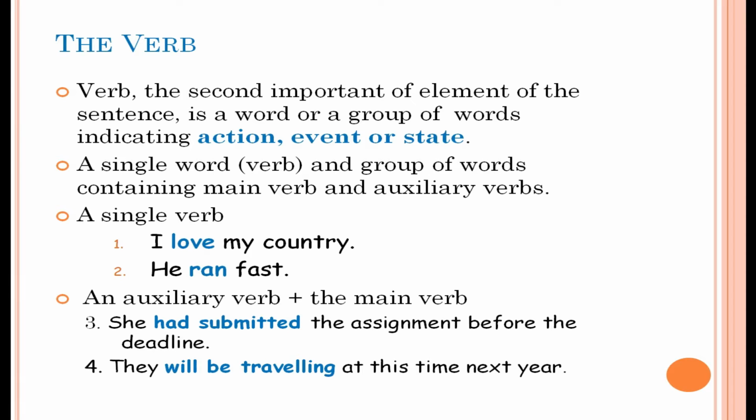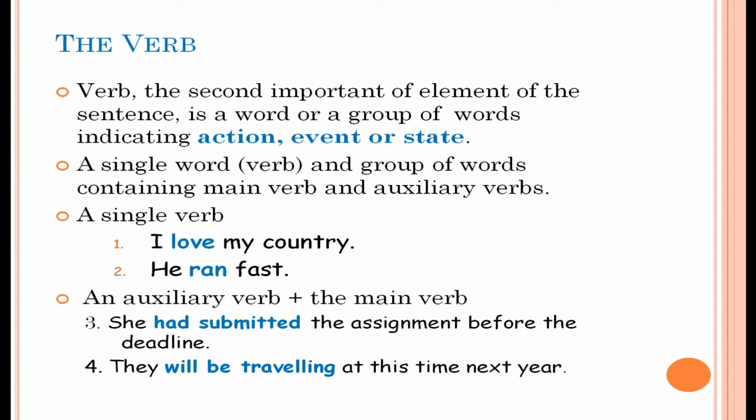In the first sentence, I love my country. In this sentence, the word love is the example of a single verb and it shows the state. In the second sentence, he ran fast. Again, we have the example of a single word verb, that is ran, and it shows the action. The sentences number 3 and 4 on this slide give us the example of an auxiliary verb used with the main verb. Please read these sentences and pay your attention to the words in bold.